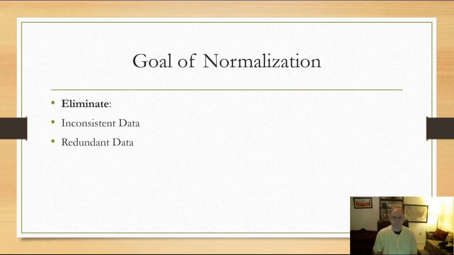The second goal is to eliminate redundant data, because when we have redundant data, we have problems with storage, with backup, with updates, inserts, and deletes. We have to make sure we do all those in every place we have the data. And of course that's expensive, and that does lead to the first problem, which is inconsistent data.